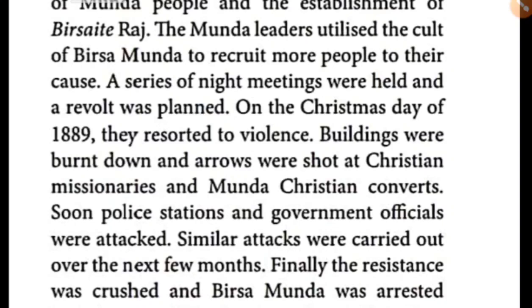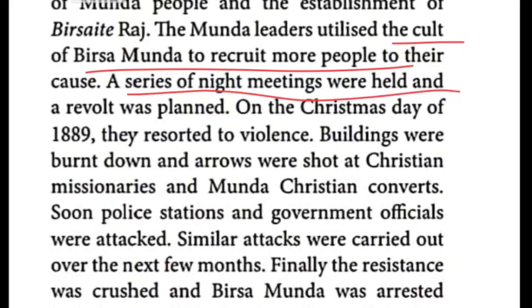So Munda leaders utilized the cult of Birsa Munda. Cult, what is the meaning? Okay, the Munda leaders utilized the cult of Birsa Munda to recruit more people to join their cause. So a series of night meetings were held. Under the leadership of Birsa Munda, the Munda rebellion occurred.